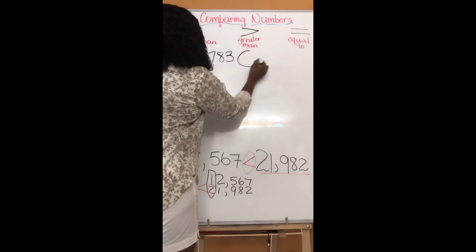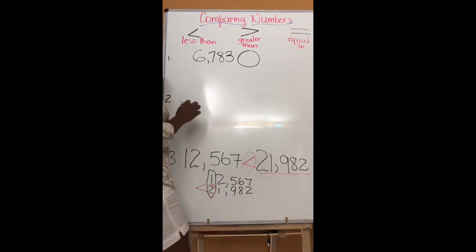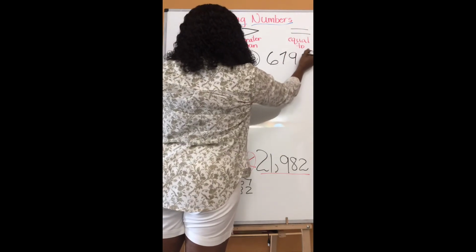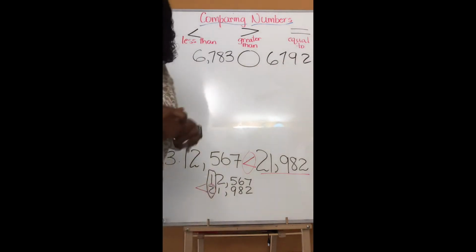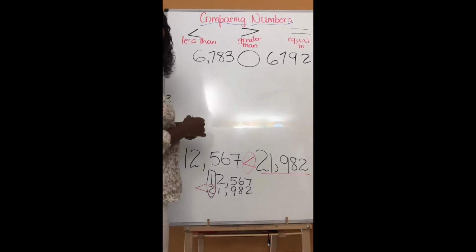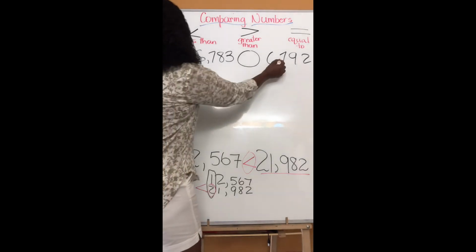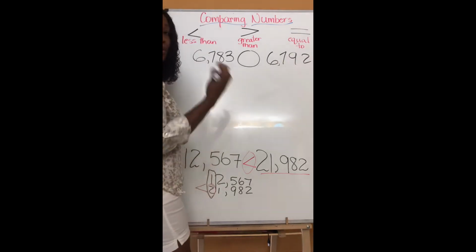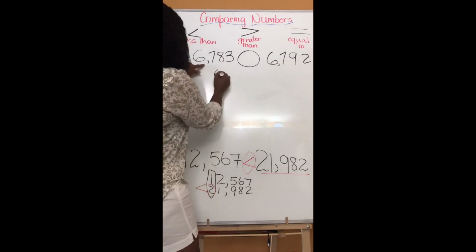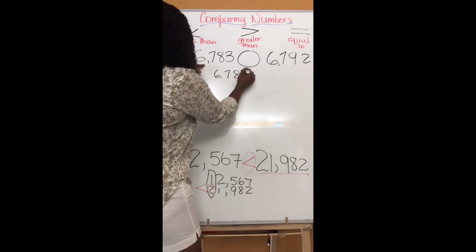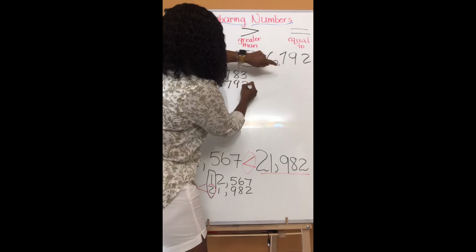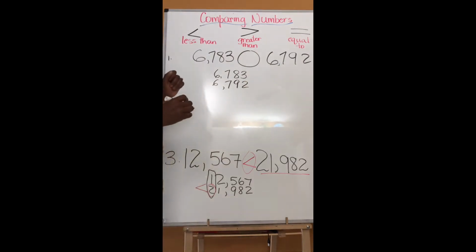$6,783 is greater than, less than, or equal to 6,792? Let's try that. Again, we are going to set them up. So 4 digits, 4 digits. We are putting them one above the other: the 6, the 7, the 8, the 3, then the 6, the 7, the 9, the 2. Line them up properly. Then we're going to start comparing.